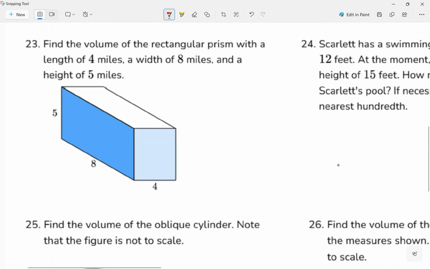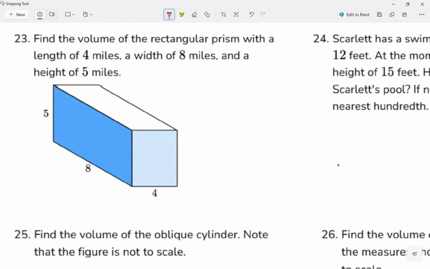For example, here, number 23, find the volume of a rectangular prism with the length of 4 miles. So I see the length right here is 4 miles. The width is going to be 8 miles, and the height is going to be 5 miles. So what's the volume of that?